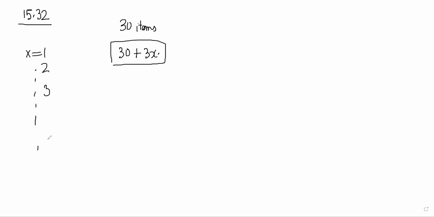30 items are there. What is the next higher number of items? 33. What is the next after that? 36. So why can't you just make a variable 30 plus 3x, where x can be 1, 2, 3? Oh yeah, so then you can do (30 plus 3x) times (240 minus 10x). This is the total number of votes.